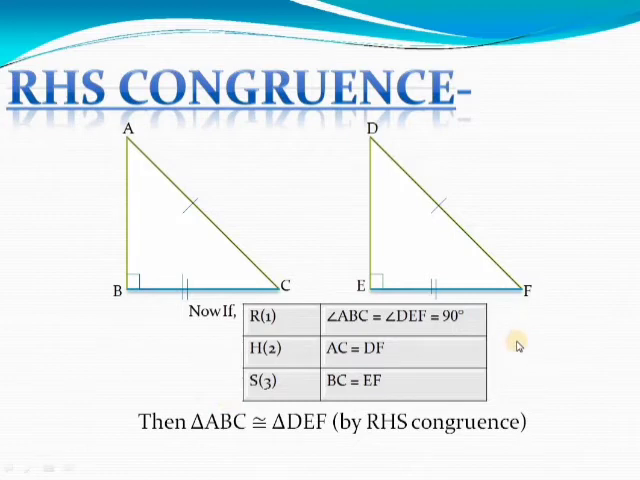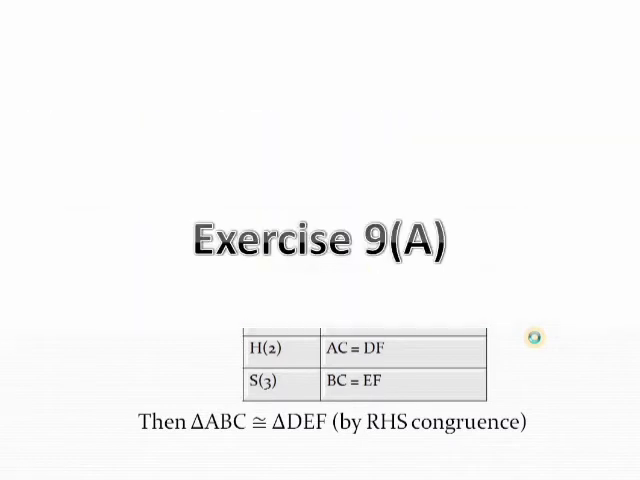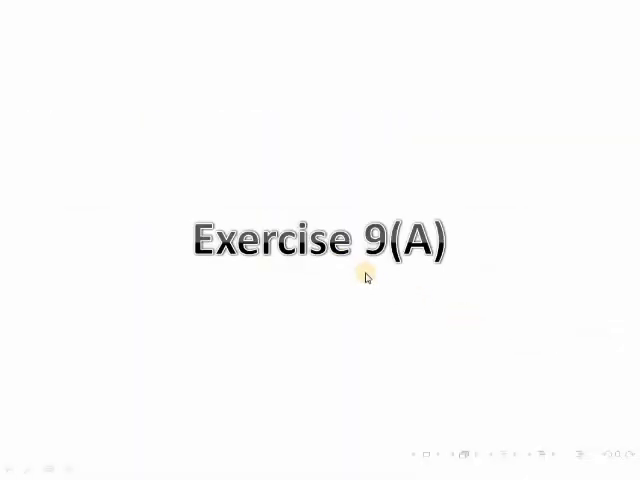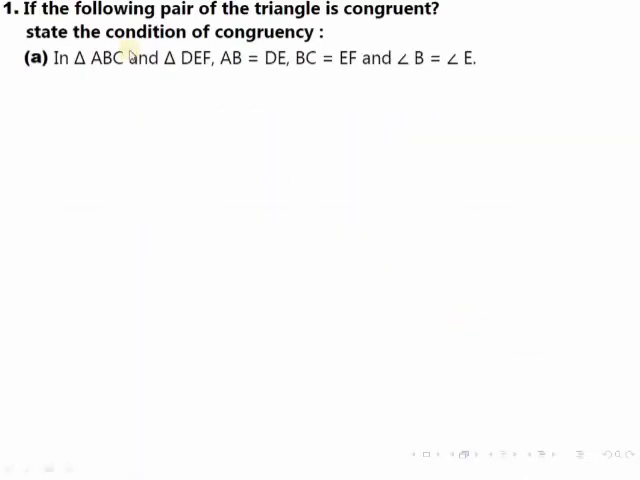From the first exercise from your book, I'll be taking only the first question. From exercise 9A, let me take the first question. The question says, are the following pairs of triangles congruent? State the condition of congruency. So see here, in number A, there are 5 sub questions.